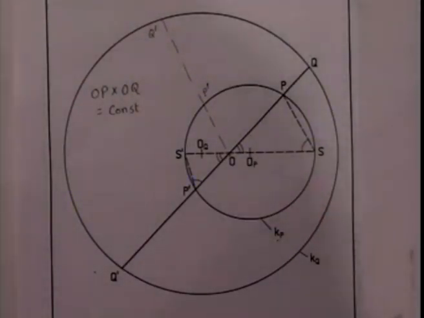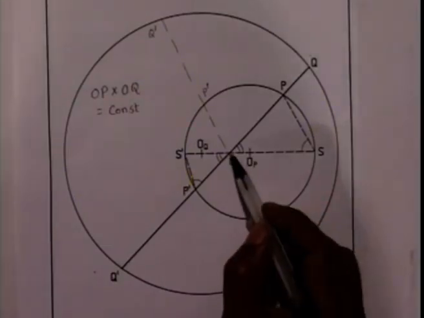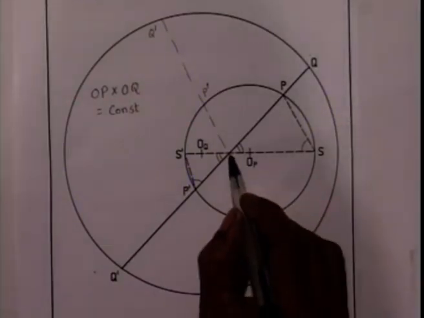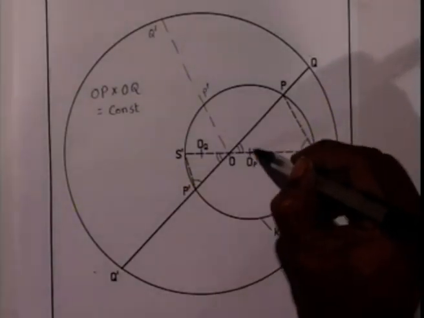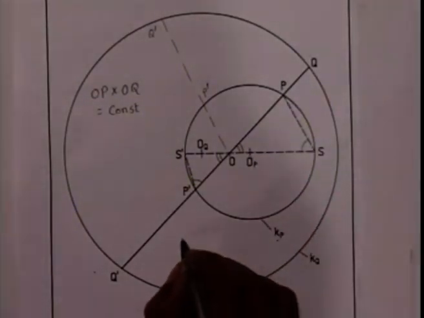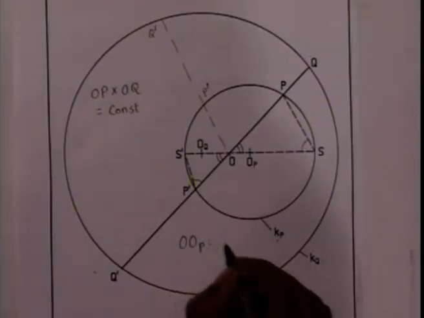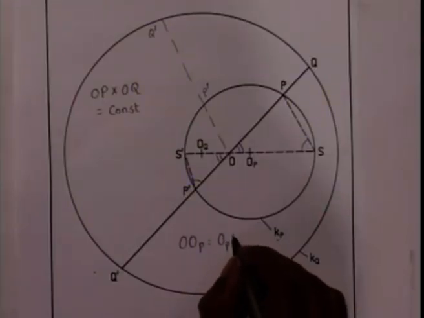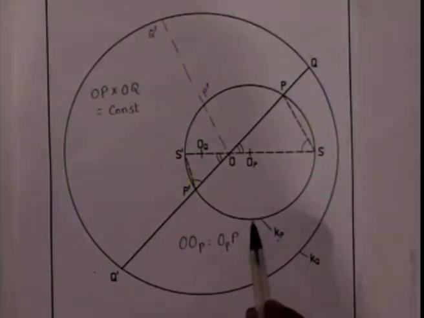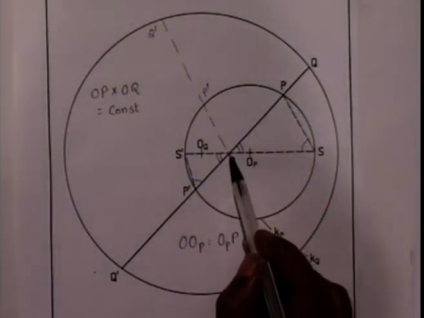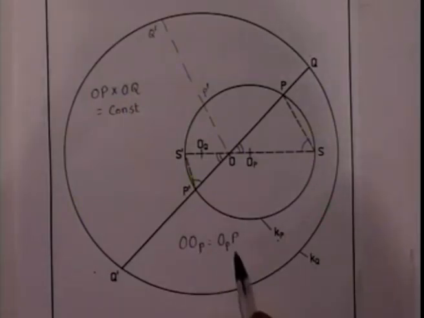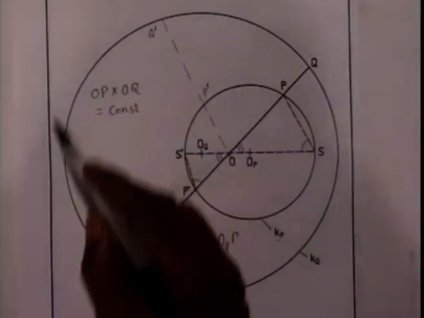However, if the circle Kp passes through O, that is, the distance OOP becomes the same as OPP, in such a situation, the circle Kp will pass through the point O. In that case, it will be very easy to show that this circle Kq becomes a straight line, that is, the radius of this circle becomes infinity.